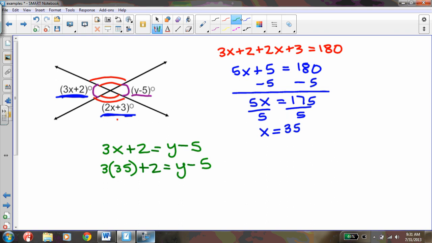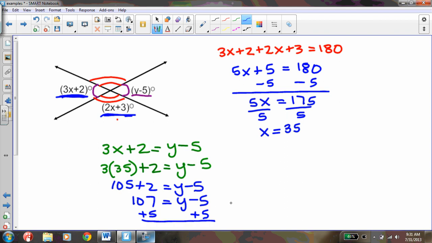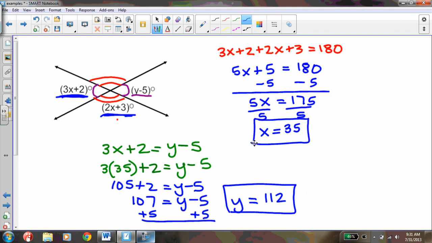First, I have to do 3 times 35. 3 times 35 is 105. And I'll go ahead and add 2 onto it, so that's 107. Finally, I have to isolate the y by adding 5 to both sides, which means that y is 107 plus 5, which is 112. And I have found the value of x and the value of y.